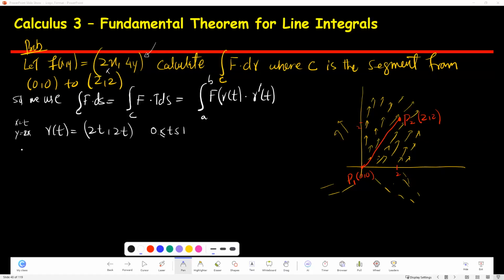Another way is that you can say x equals x naught plus at, y equals y naught plus bt. So this x naught is 0, y naught is 0. How? Because these are the 0. This is my x naught, y naught. And a and b is the vector.